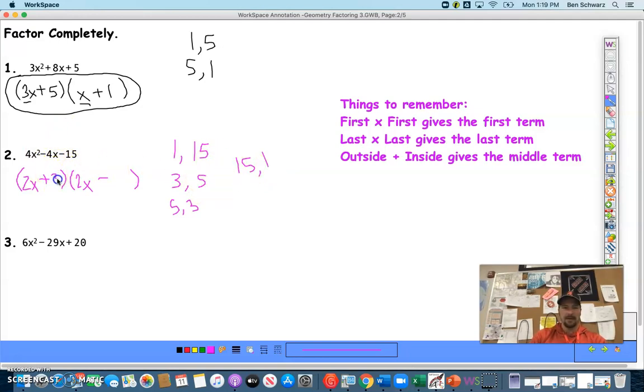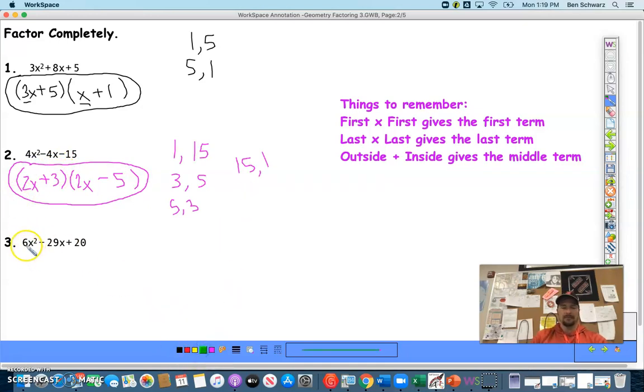So let's put a 3 here and a 5 here and see if it works. In the middle, we would have a positive 6x. Out here, we'd have a negative 10x. So positive 6x, negative 10x does get me a negative 4x, so it works. Now, if you had the 5 and the 3 switched around, it's not going to work. So then you would just have to try a different possibility.